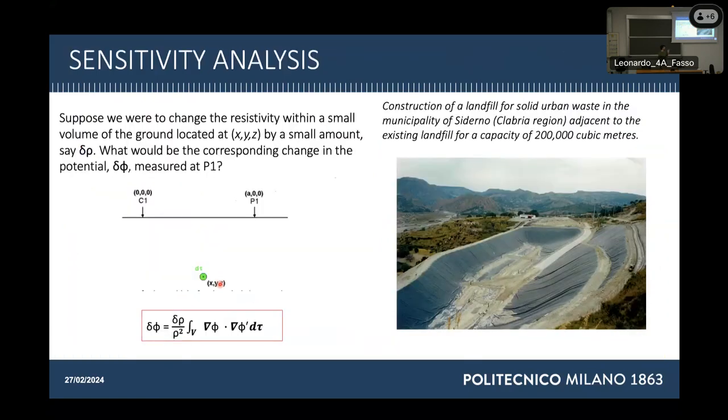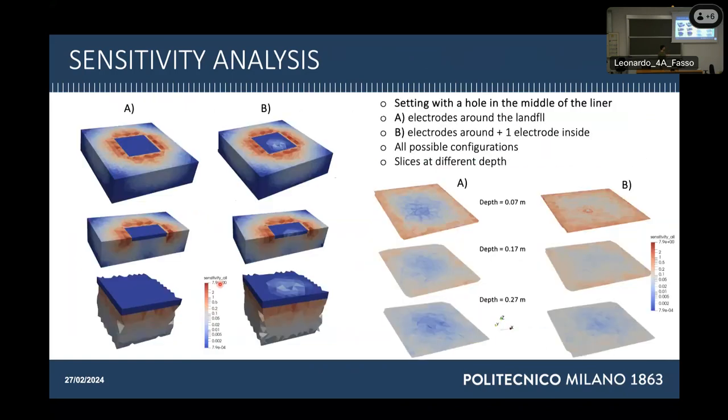From the sensitivity point of view, is what I explained before about having a hole in the middle, are we able to see it? Sensitivity is just, for example, how sensitive a point is to a variation of resistivity. So we can clearly see these points, I would say in this way. And for this reason, we did some tests using, let's say, a synthetic model.